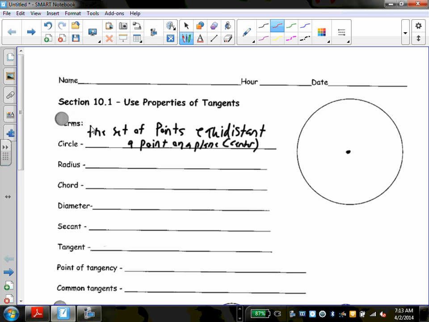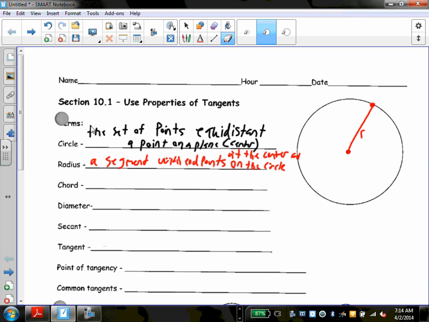One example of something like that is a radius, which is a segment with endpoints at the center and on the circle. So if one of my endpoints for a segment was the center and my other endpoint was anywhere on the circle, that right there is a radius, often abbreviated as R.